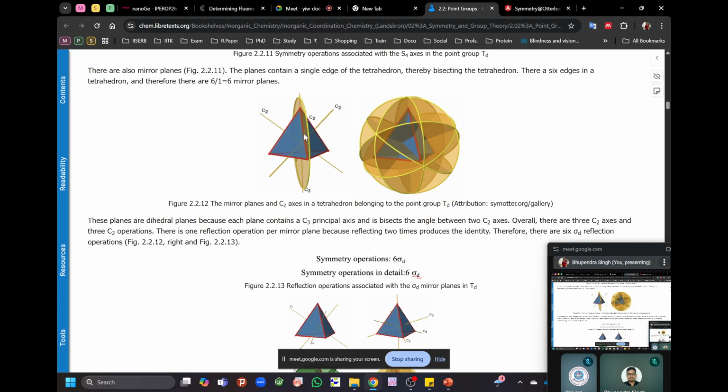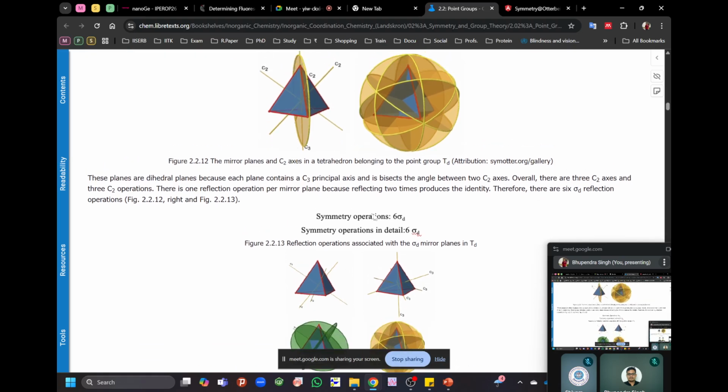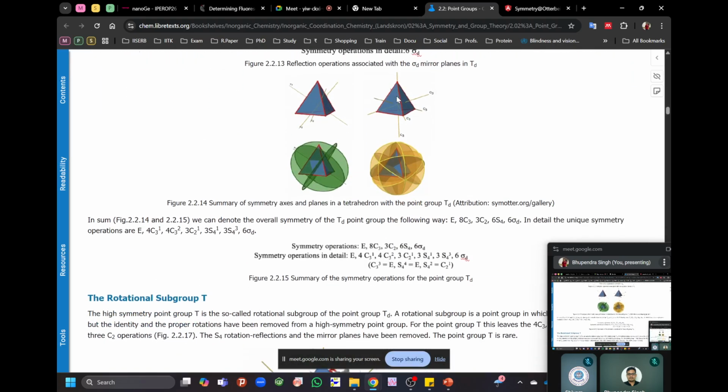Also, this is not your sigma h plane because C3 is present. So this is containing C3. So this could be sigma v or sigma d, but these two are C2 axes. So this plane is bisecting the angle between these C2 axes, so it will be your sigma d. So this is how you will find out that 6 sigma d's, I mean 6 planes, are present which you can imagine here. Okay.